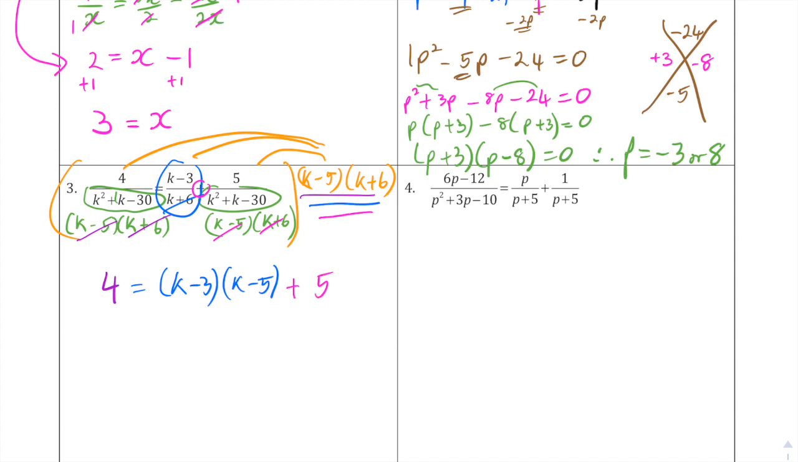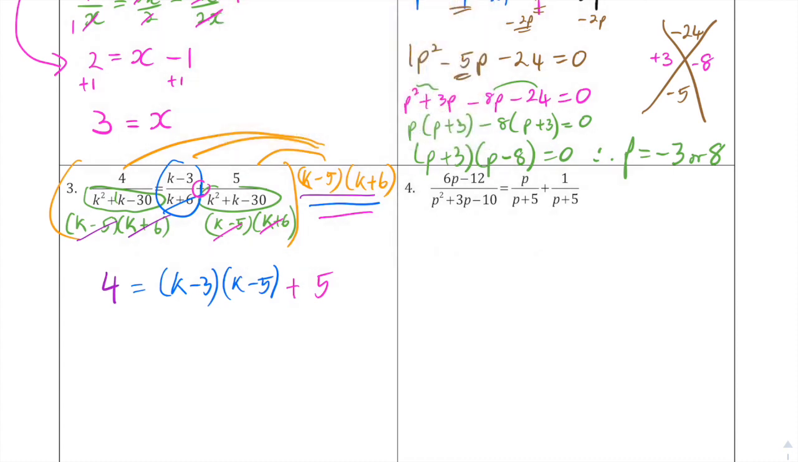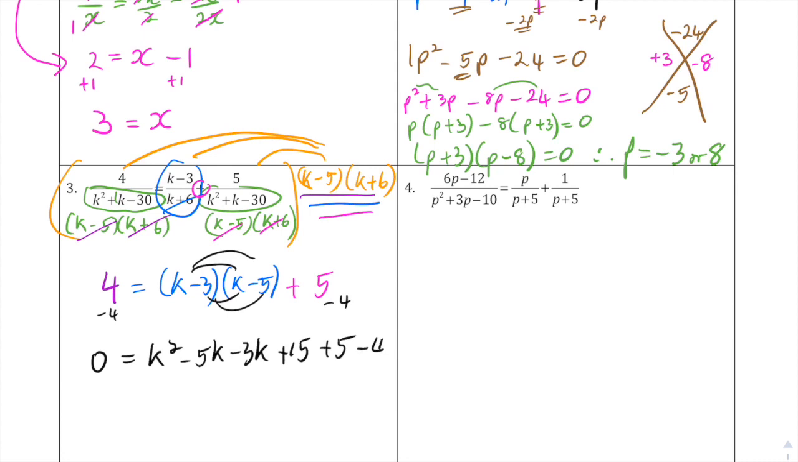Again, this is going to end up being a quadratic, but has an added layer of difficulty because we first need to distribute that out and move everything to the right hand side. So I'm going to subtract 4 from both sides and distribute those. So k squared minus 5k minus 3k plus 15 plus 5 minus 4. And then I'm going to add and subtract my like terms. So I have minus 8k and then I have plus 16.